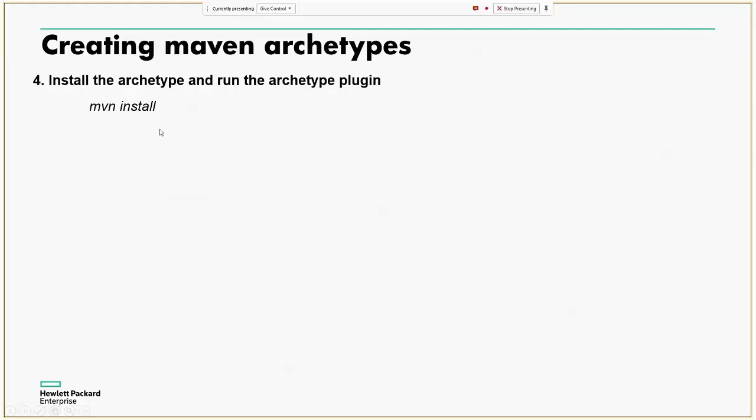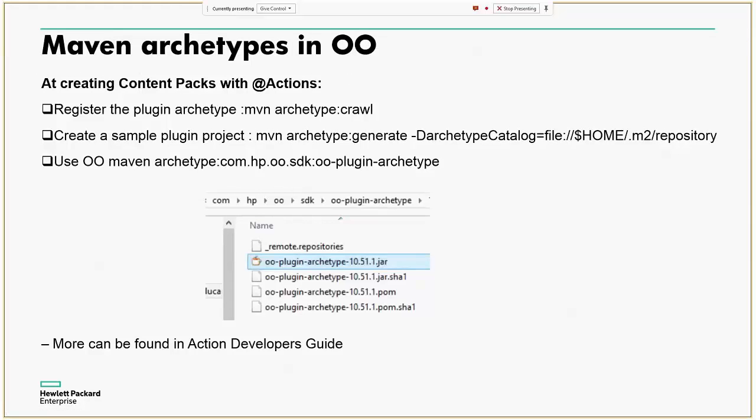Now let's go to Maven archetypes in OO. As it is in the action developer guide, you can create your content packs with the ad-action. You have to provide these commands, so you have to choose the OO plugin archetype from a catalog.